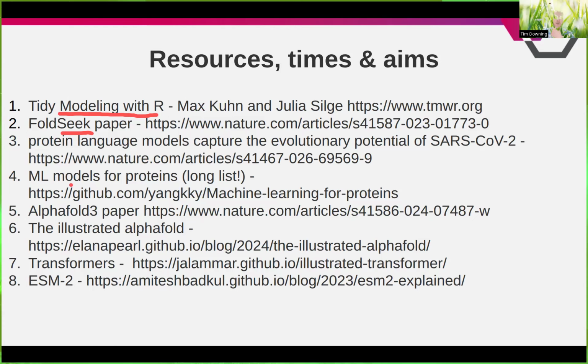Here is a GitHub link of many machine learning models for protein, some different types of protein modeling. There's the AlphaFold 3 paper here with an illustrated example, a detailed example of it at this link. There's another link that's very useful in terms of discussing the details of transformers. And likewise on ESM2, there's also a link here that explains it. And some of these links obviously go way beyond the detail of this course, which is very much introductory.